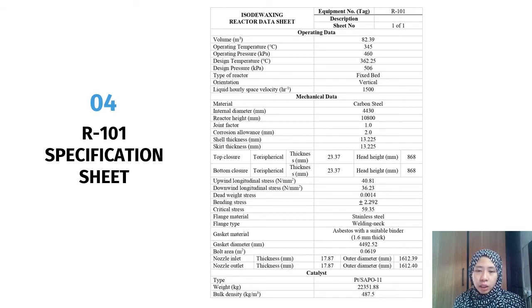We could see the type of catalyst we are using is platinum slash zeolite sulfur 11. We can see also the weight of catalyst, which is around 22,351.88 kilograms.